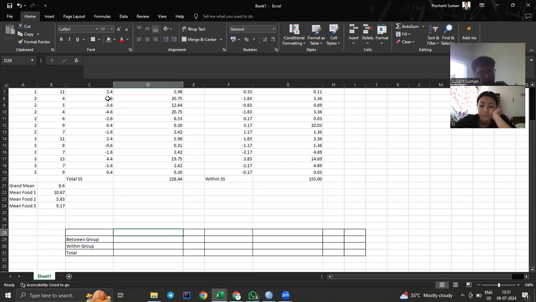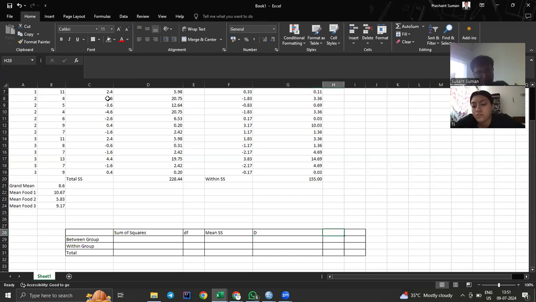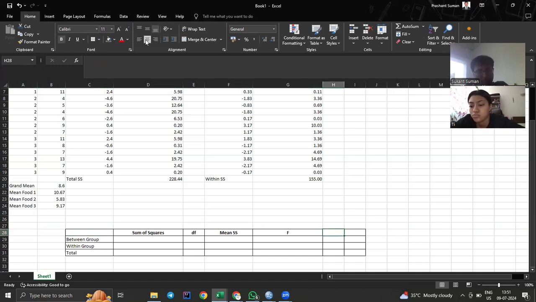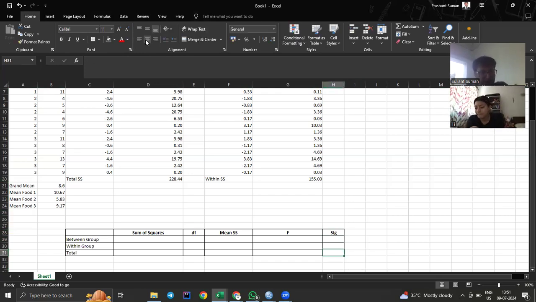Then we have sum of squares. I have the degree of freedom, DF. Then I have mean SS. Then I will have F, and I will have my significance. Okay. Now let's start punching in the numbers.